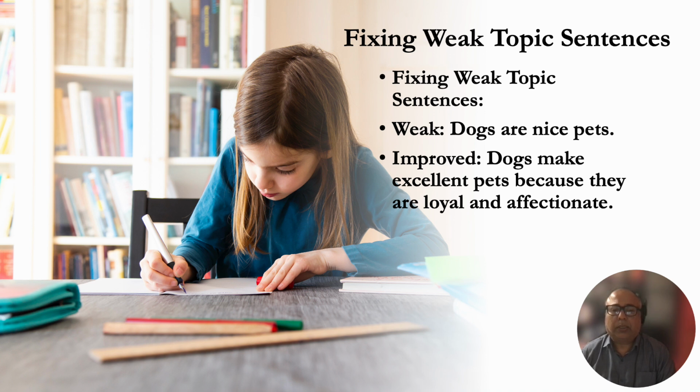So let's look at a weak topic sentence first. Dogs are nice pets. Sure. Do you think that is a strong topic sentence? We can improve it easily by adding a good controlling idea. Dogs make excellent pets. Okay, the reader is going to say, how do they make excellent pets? Because they're loyal. And it is true, right? Dogs are very loyal, faithful to their owners, and affectionate.